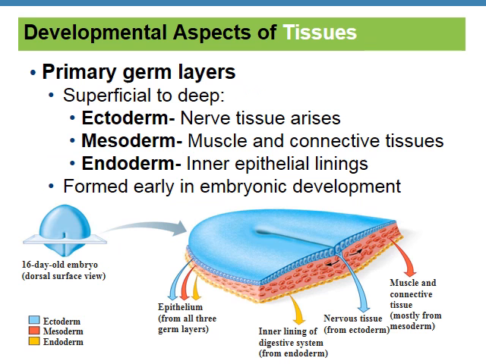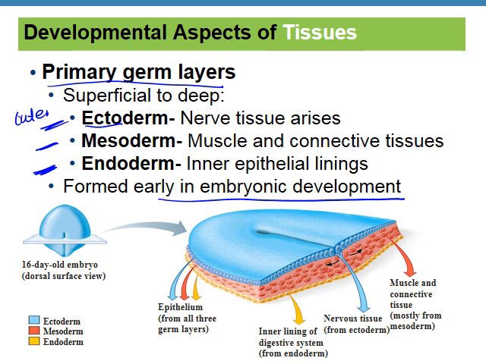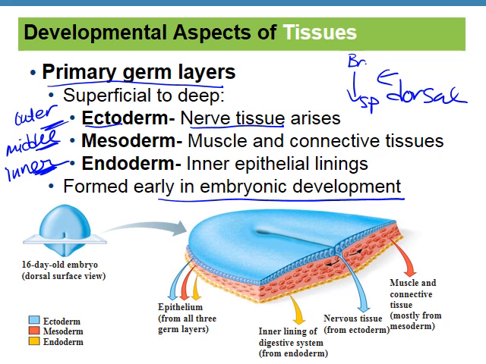For the last slide, I want to look at the primary germ layers. So early in embryonic development, these three primary germ layers develop, and they give rise to a number of tissues. So ectoderm is going to be outer, meso is going to be middle, and endo is going to be inner. So the ectoderm is going to be the nerve. Remember, we have our brain and we have our spinal cord, and both of those are on the dorsal side. So they're actually on the outside.